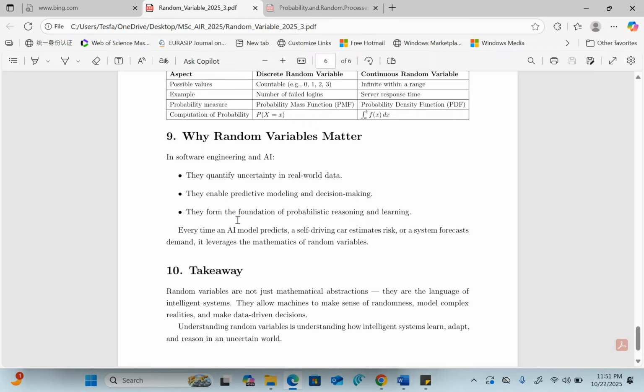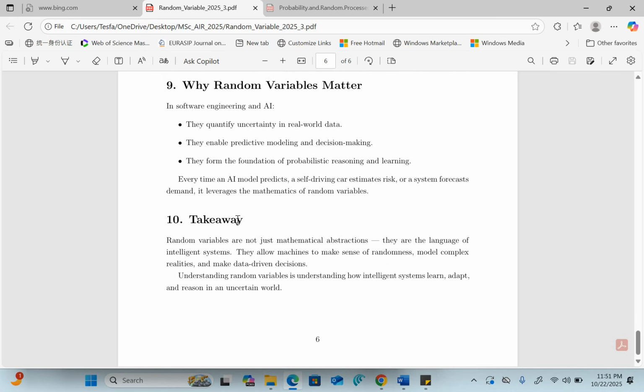So the takeaway is nothing else. We just want to quantify and we want to measure the impact. Something that is not measured cannot have its impact studied. That is the key point of why random variables are so important to understand.